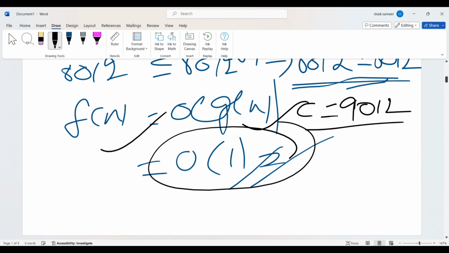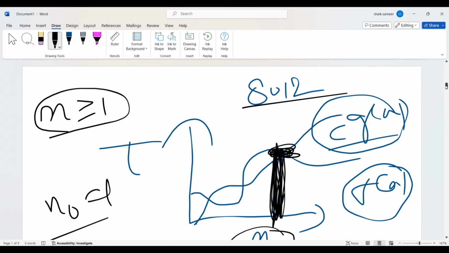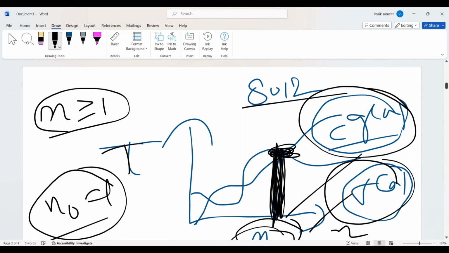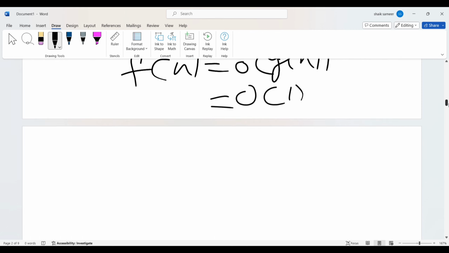Okay, if the question asks you to draw the BIGOH graph of this one, you have to draw a graph like this. You have to show the n naught value. n is drawn on the x-axis, the size is taken on the x-axis, and time is taken on the y-axis. And C into g of n dominates f of n. You have to show these points when asked to draw the graph. So this is the first question.